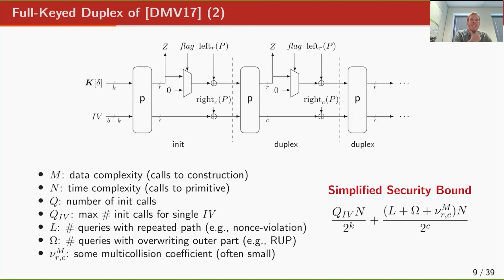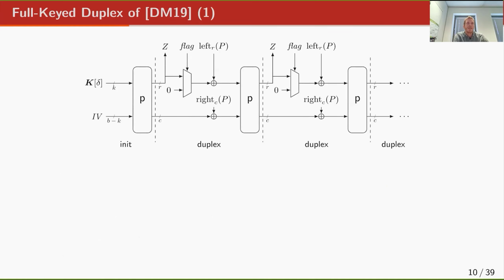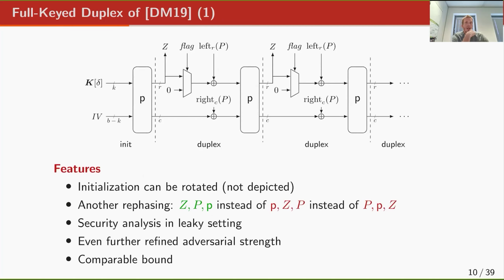What happened in 2019? Well, we thought, let's rephase again. So instead of absorb, permute, squeeze, the duplexing call is now squeeze, absorb, permute. And the initialization is different. So the permutation is at the end of the duplexing call. What other features do we have? The initialization could be rotated. It's not in the picture.